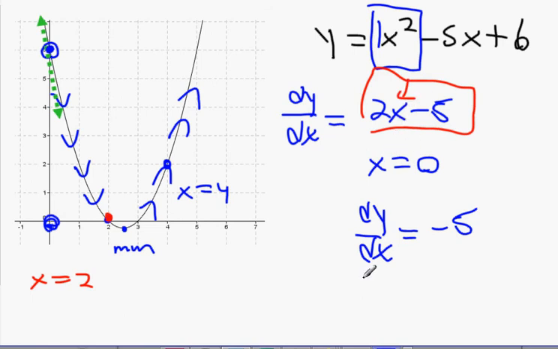So if I place 2 in there, I'm going to get 2 multiplied by 2 minus 5, which is minus 1, which is a negative slope. That's what we're expecting, isn't it?